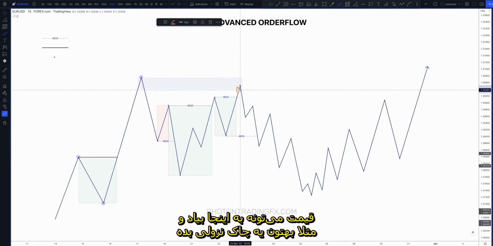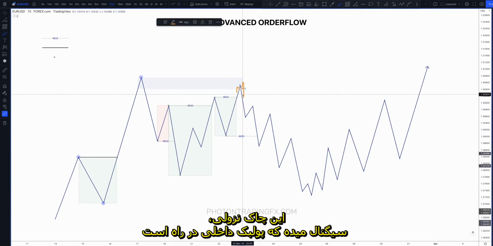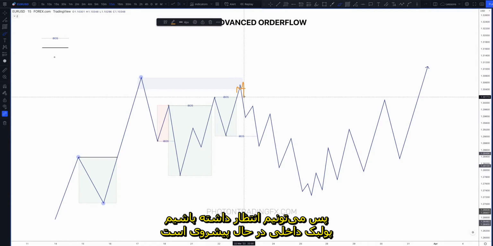So price could come up in here and it could give you a bearish CHoCH, for instance, right? That bearish CHoCH is what for us? A CHoCH signals an internal pullback. So at that point, we could just assume that now potentially that internal pullback is coming in.